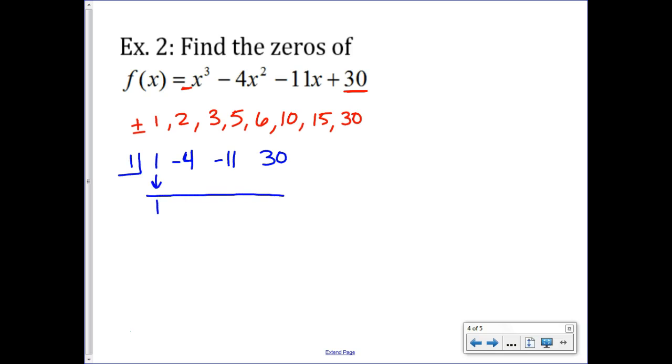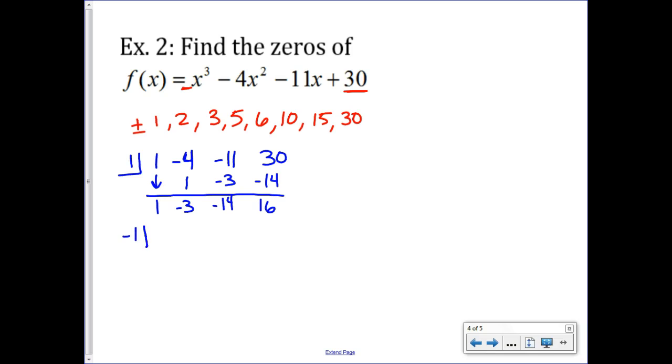So then I'm going to bring down a 1. 1 times 1 is 1. Negative 4 plus 1 is negative 3. Negative 3 times 1 is negative 3. I get negative 14 times 1 is negative 14. I get 16 as my remainder. If it's a 0, I don't want a remainder, so I know that doesn't work.